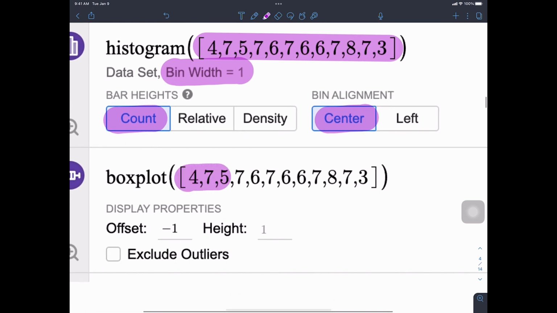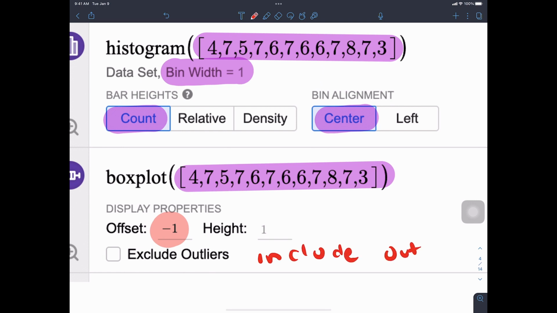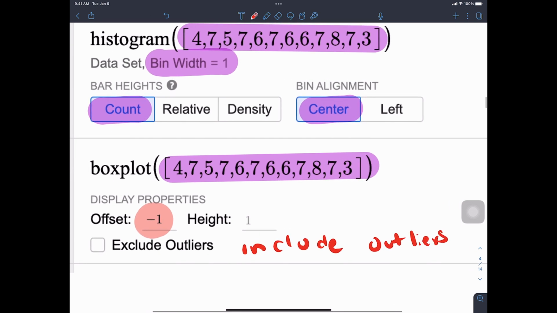I created a box plot. Notice what I did down here. This is important. I offset it by -1. That just means shift the box plot down 1 unit. Then I had a height value of 1, I guess. That's all that means. And I didn't click exclude the outliers. That means outliers are included. So when it's not checked, that means to include the outliers. There may be some, there may not be. So it'll show it if there's an outlier. But I don't think there is.